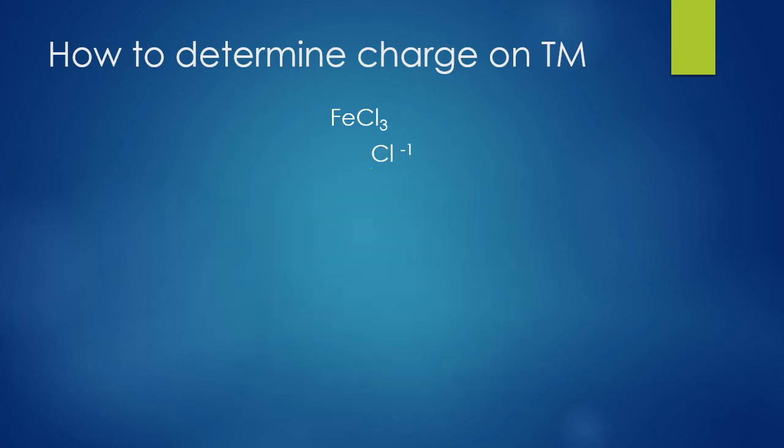So if I know that chlorine has a -1 charge, well, how many chlorines do I have? The subscript tells me that. I have 3 chlorines. So what's the total negative charge that I have? Those 3 chlorines tell me I have a total charge of -3.